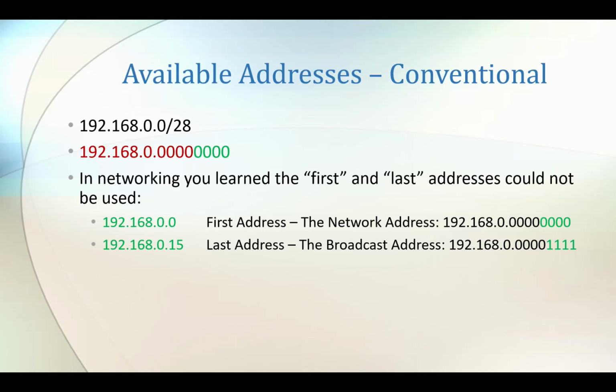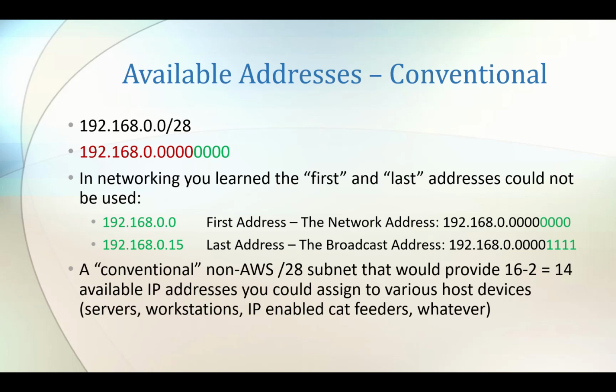I've broken those out in binary on the far right so you can see how that looks. Remember that the broadcast address is simply calculated by turning the 4 bits on of the host address, in our case, the last 4 bits of the last octet. A conventional non-AWS /28 subnet would provide 16 minus 2 or 14 available IP addresses that you could assign to various host devices, servers, workstations, IP-enabled cat feeders, whatever you have. But what happens in AWS?